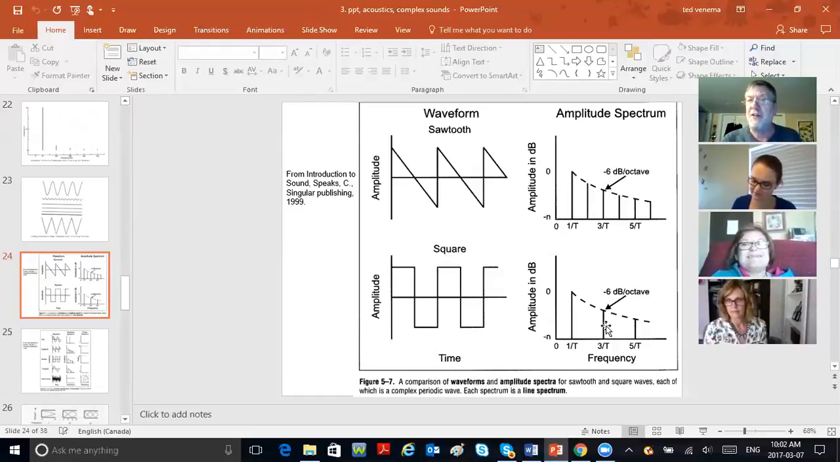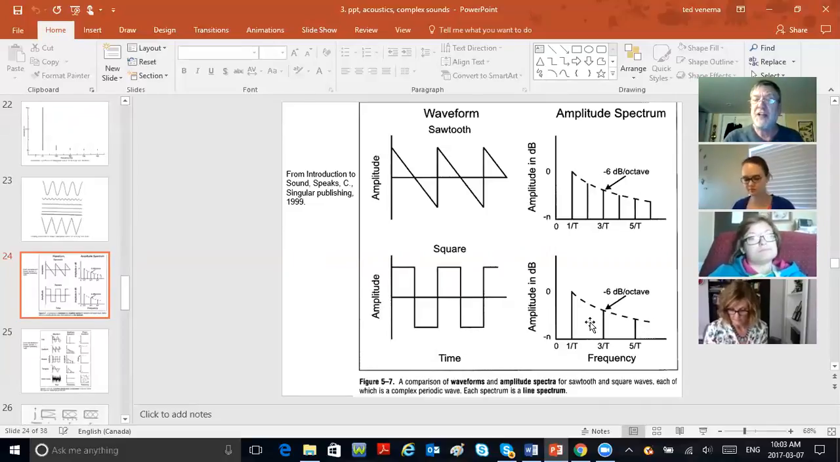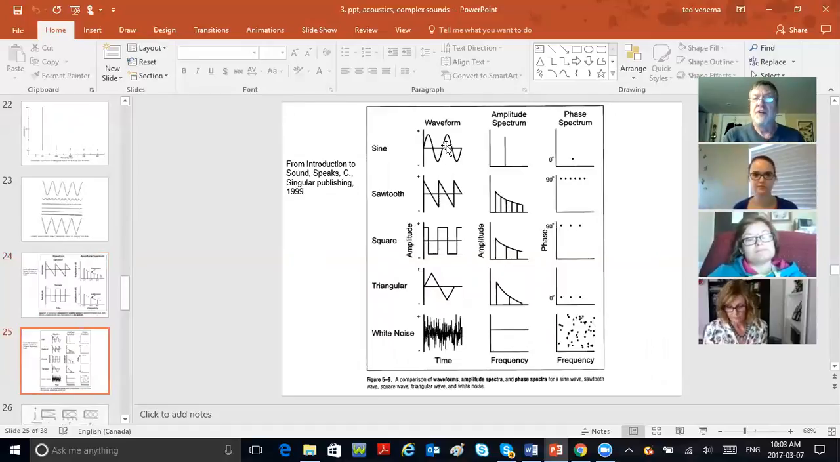Now, so you see the difference? I'm just summarizing here. Same dB per octave drop off, but you're just taking every second harmonic. Square wave versus sawtooth. Here's a sine wave, a regular pure tone. Its amplitude spectrum. Sawtooth wave, square wave, showing you the corresponding spectra.